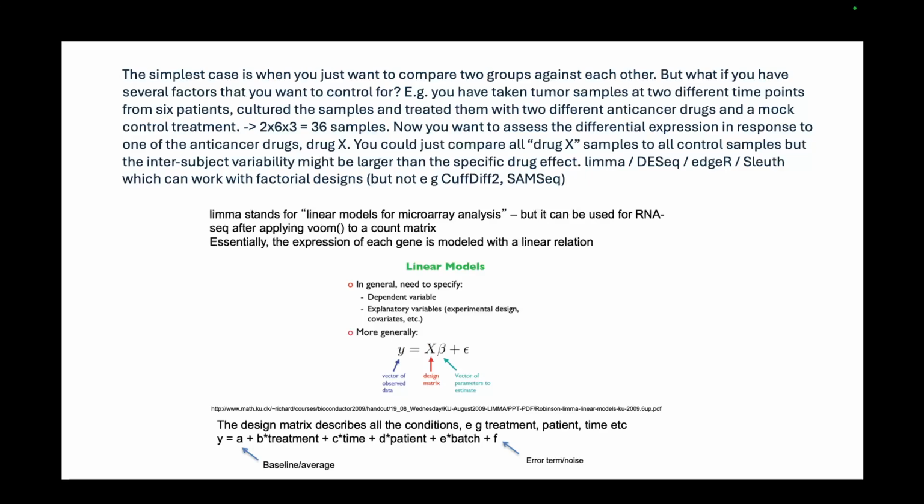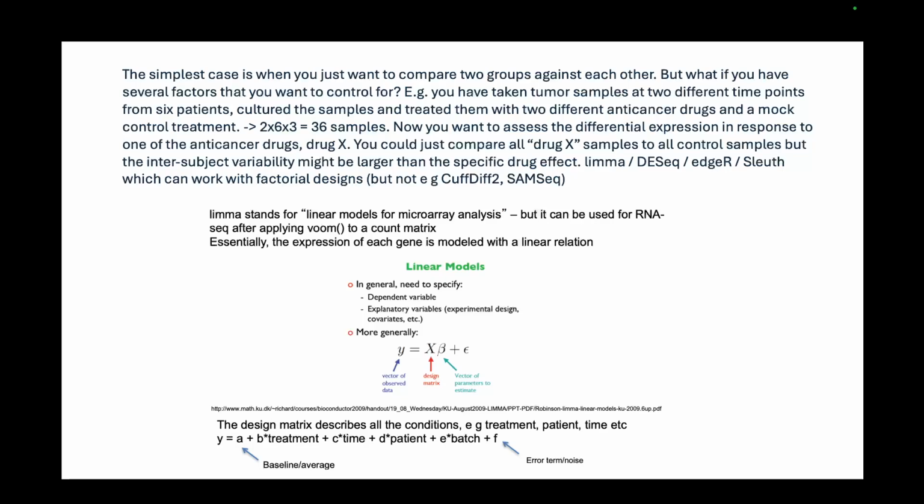Now, as I was saying, if you want to compare two different groups and you want to do a t-test, all your conditions are getting satisfied. Now you want to compare two groups against each other. But what if you have several factors that you want to control for?